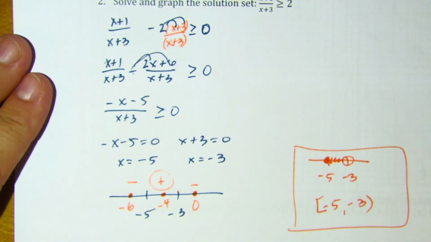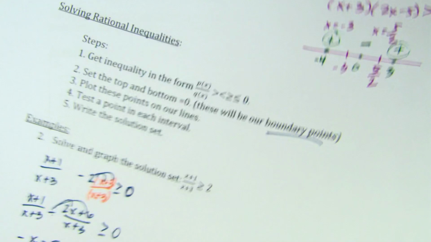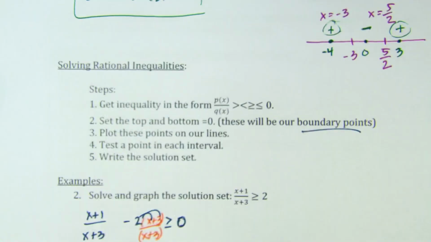So that is our example of a polynomial inequality and a rational inequality. We're going to go ahead and move on here to inverse functions.